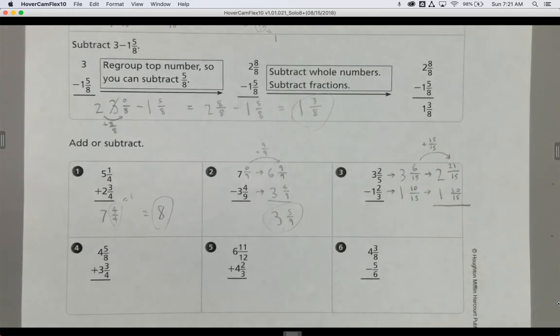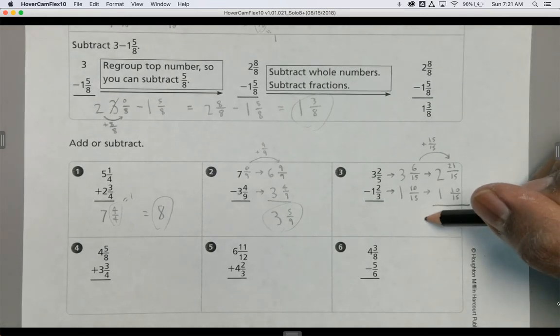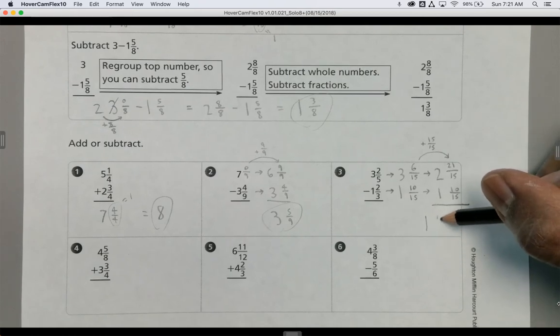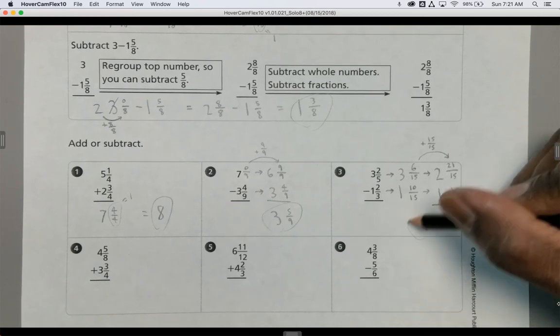Let's finish the job. Whole numbers first. 2 minus the 1 is 1. 21/15 minus 10/15 is 11/15.